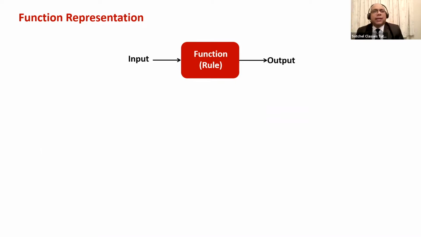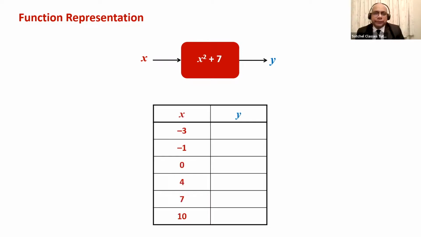Normally, in maths, the input is represented by the letter X and the output by the letter Y. So let's assign a rule between X and Y. Y equals X squared plus 7. So the rule is whatever the input is, you square that, you add 7 to give the output. So your output is input squared plus 7. That's your rule.